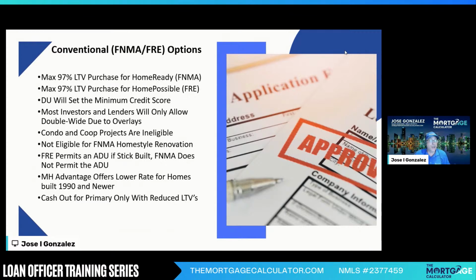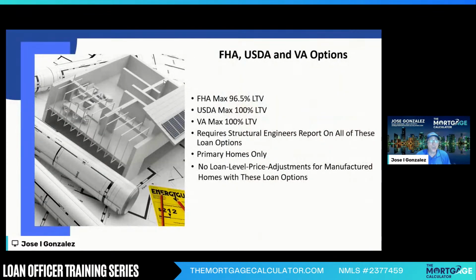I already mentioned MH Advantage offering lower rates, and real important to note here, cash out on a conventional loan for manufactured homes is only allowed for primary residence, and it's usually going to have some reduced LTVs. So if your loan option is going to be FHA, USDA, and VA, then you're looking at on FHA max 96.5% LTV, USDA is the usual 100%, and VA is the usual 100%.